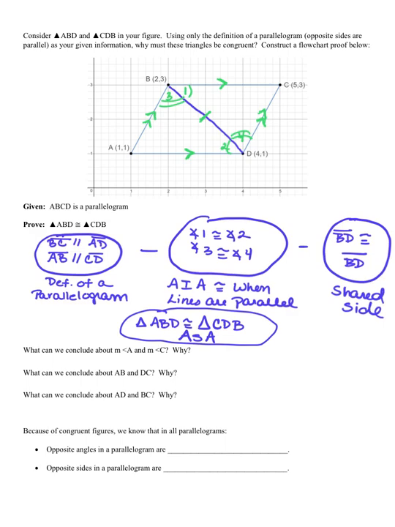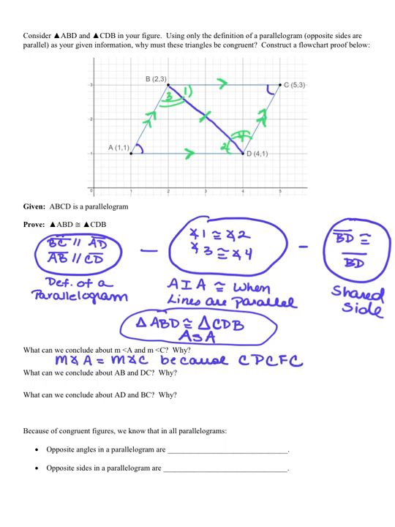Now that we know the triangles are congruent, there are some conclusions we can make. What can we conclude about the measure of angle A and the measure of angle C? Well, because they are corresponding parts of congruent figures, we can say they are congruent to each other.